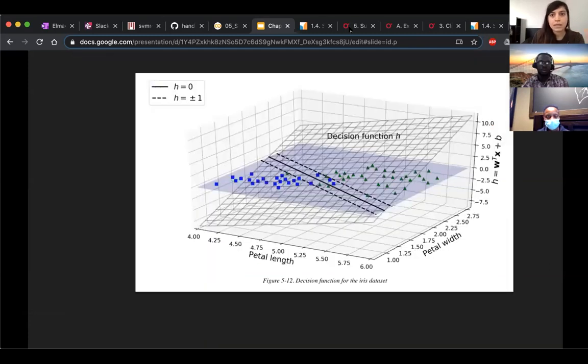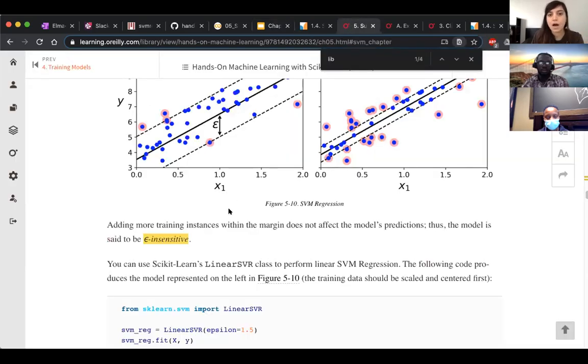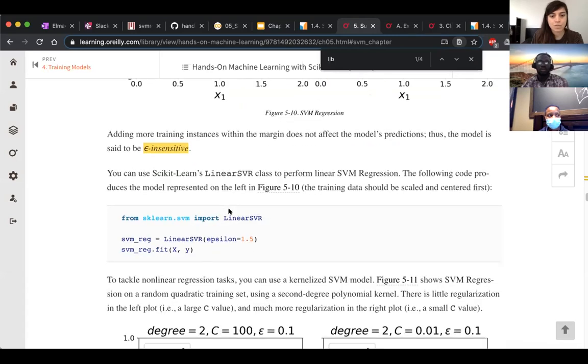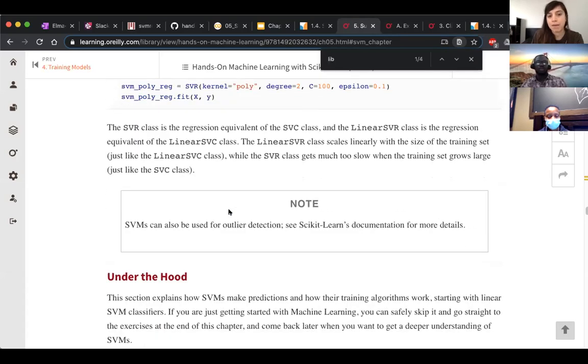At this point, we're done with how we can do SVM with scikit-learn. Now he's going to talk about the math under that.